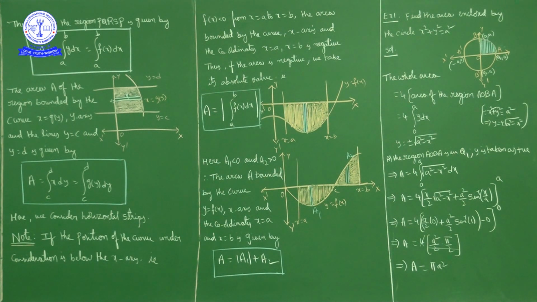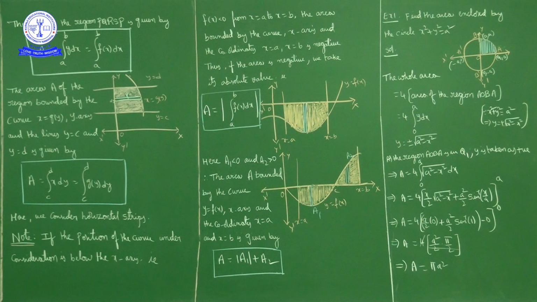Minus lower limit: in place of x, if we substitute 0, this part is 0 and sin inverse of 0 is also 0. So what do we have then? This part is 0, a by 2 into 0 is 0. So a square by 2 into sin inverse of 1 is how much? Sin inverse of 1 is pi by 2. So 4 times a square by 2 into pi by 2, 4 gets cancelled. So area is equal to what? Pi a square.